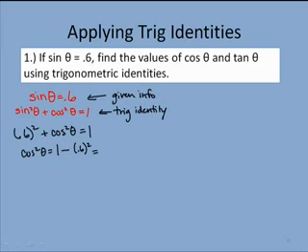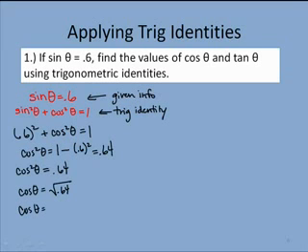And that equals 0.64. 1 minus 0.36 equals 0.64. So now we have cosine squared theta equals 0.64. So now, how do we get cosine theta by itself? Well, it's squared, so let's square root it. And that leaves us with cosine theta equals 0.8.